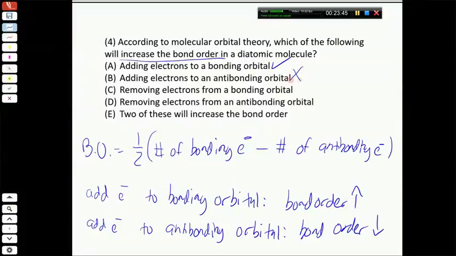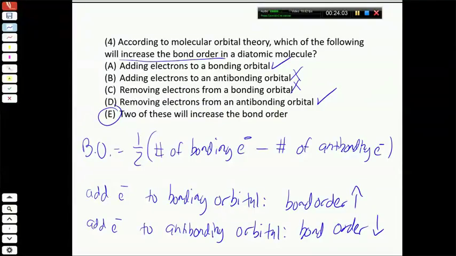This is going to decrease the bond order. Choice C is removing electrons from a bonding orbital. That will also decrease bond order. And then choice D, removing electrons from an anti-bonding orbital, is the other way to increase the bond order. So choice E is 2 of these. Those 2, A and D, will both lead to an increase in the bond order.